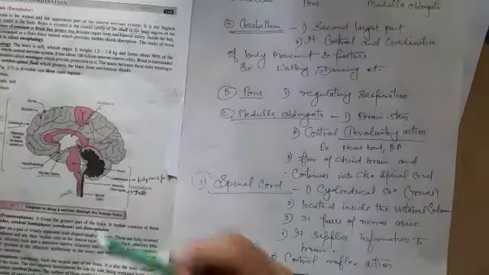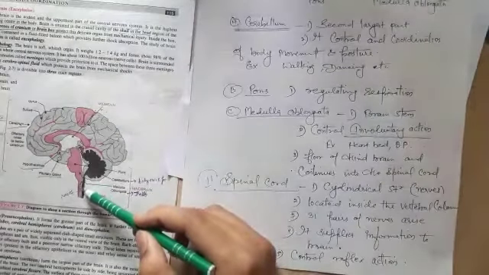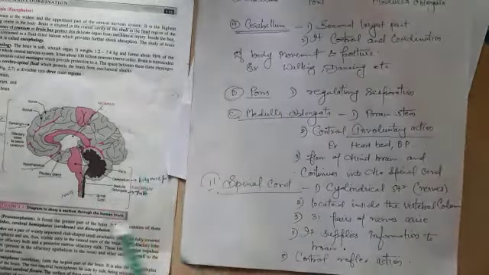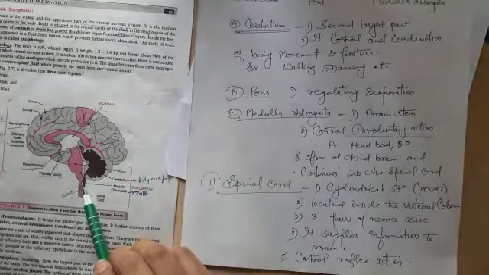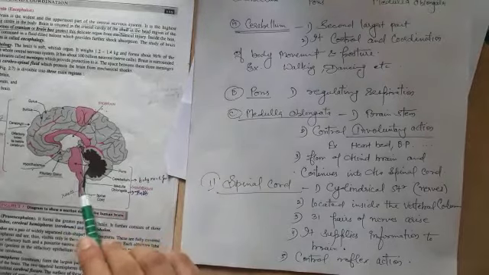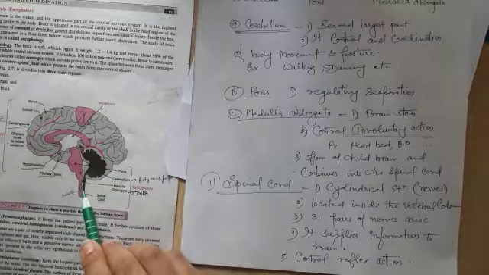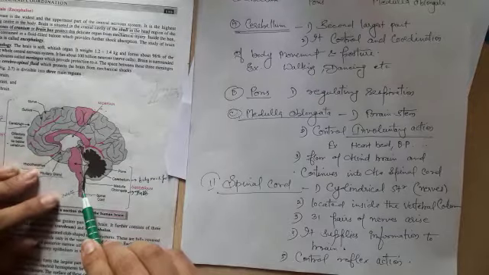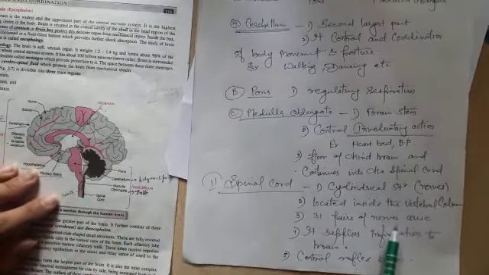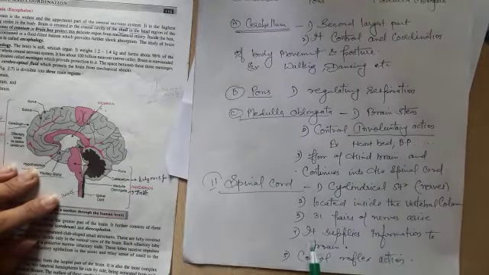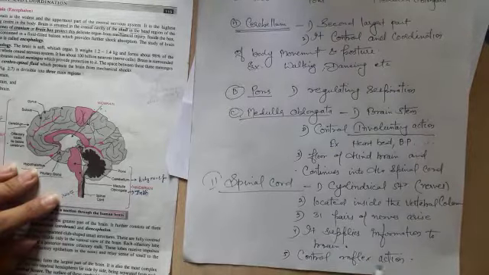Now, the second part of the central nervous system is the spinal cord. It is cylindrical in shape, and it is located inside the vertebral column, also known as the backbone. 31 pairs of nerves arise from it. It supplies information to the brain, and the function of the spinal cord is it controls reflex action.